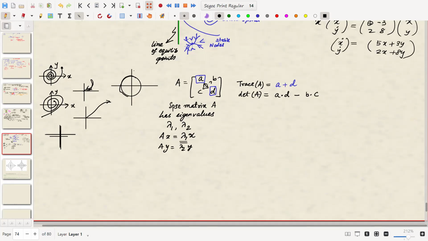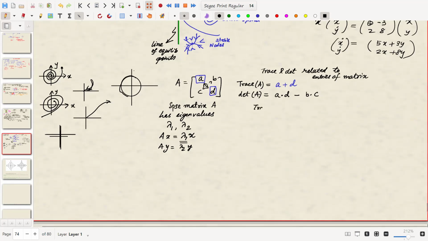So if the matrix A has 2 eigenvalues, lambda 1 and lambda 2, then there is a relation between the trace and the eigenvalues, and the determinant and the eigenvalues. So you can write A plus D. Here trace and determinant are related to the entries of the matrix. But now I will tell you how trace and determinant are related to the eigenvalues of the matrix.